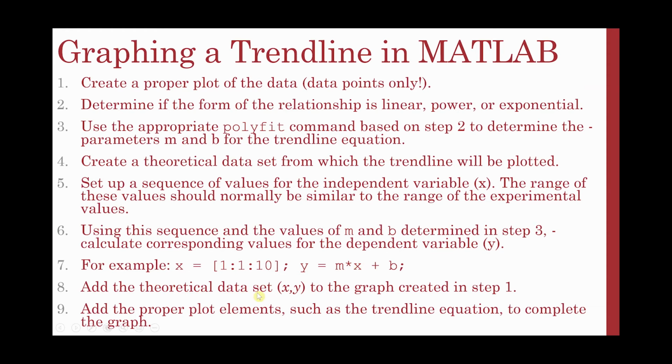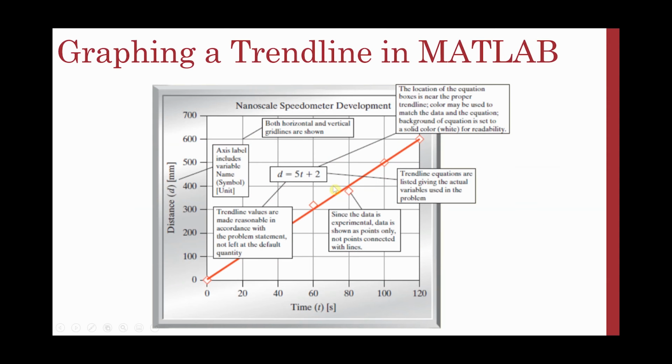We add the theoretical data set of x and y to the graph created in step 1. We add the proper plot elements, such as a trend line equation, to complete our graph. So this is what a proper plot looks like with data and a trend line on it. Notice we have our trend line and our equation for our trend line.